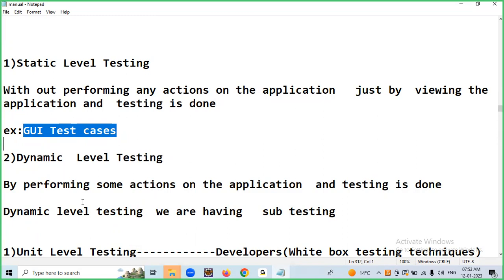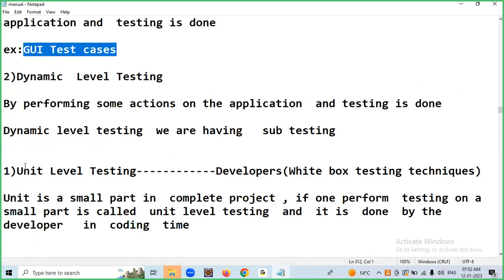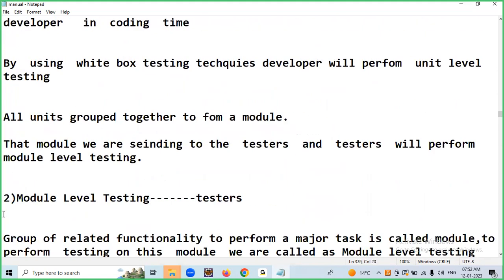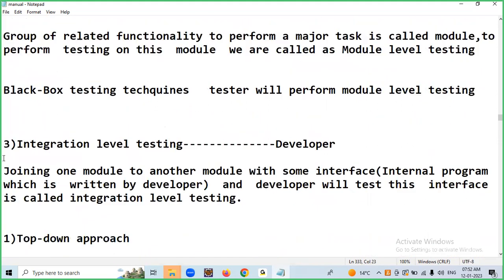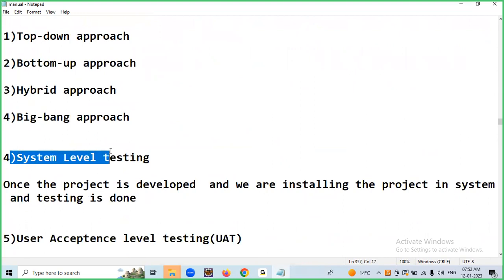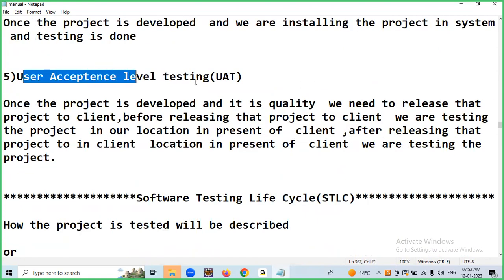Don't worry, we are going to write the test cases for this in future sessions. And actually, this dynamic level testing will be done in sub-testings. Like what? Unit level testing, module level testing, integration level testing, system level testing, user acceptance level testing. So this dynamic level testing will be done in sub-testings. Like what? Unit, module, integration, system, user acceptance level testing. So one by one we will discuss, guys.